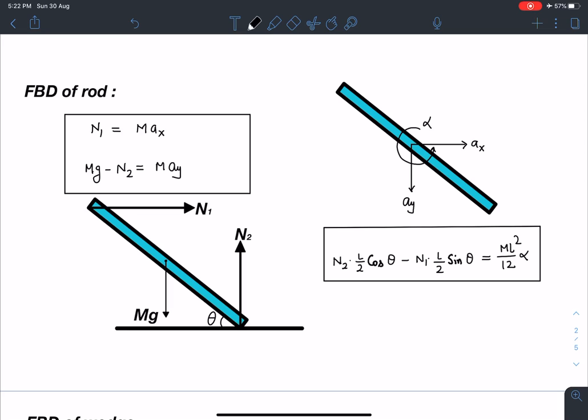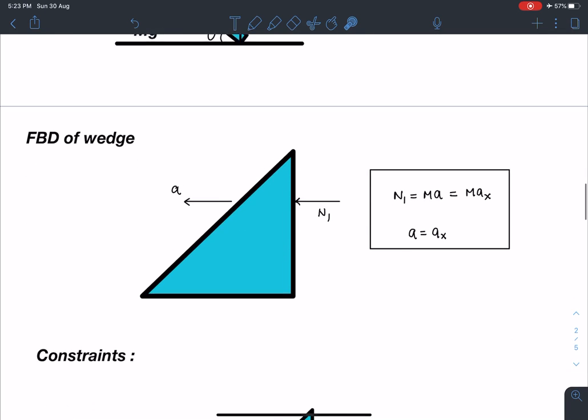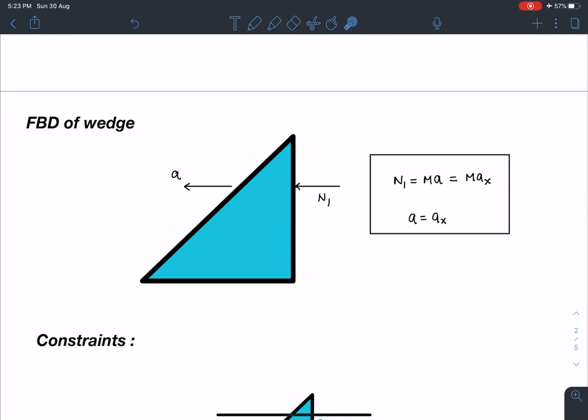That is going to be ICM into alpha. I hope this equation is clear to you. The torque of N2 about this point I can write as N2 into this distance, which is L by 2 cos theta. Similarly, the torque of N1 about this point is mg into L by 2 sin theta. So this is what I have written here. Now you can see, similarly I'll draw the free body diagram of the wedge, and I can write here this normal reaction will be acting at this point.